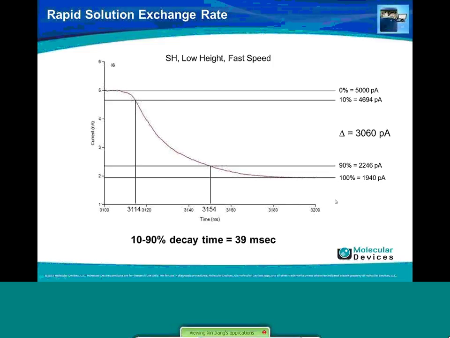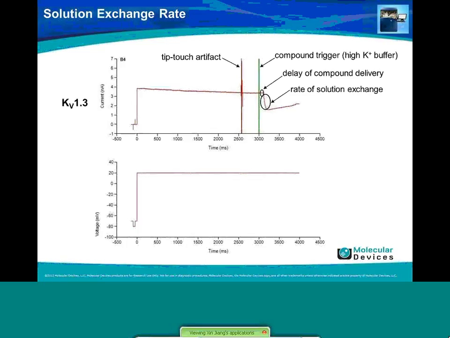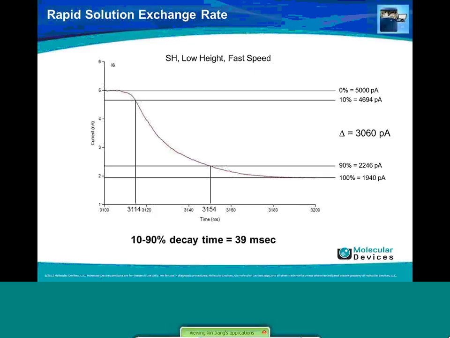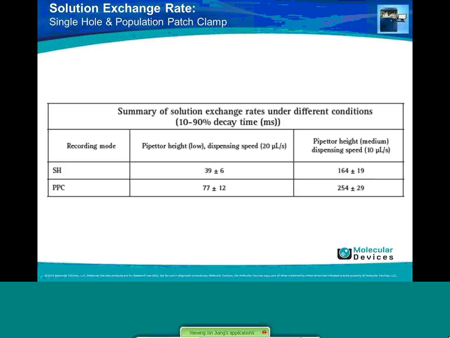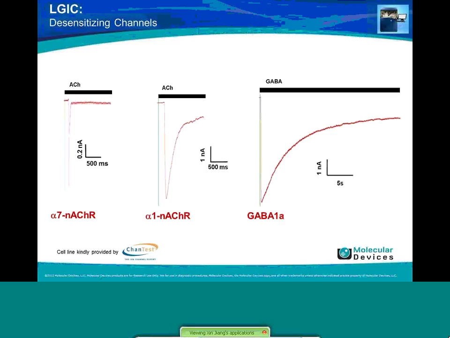Now, of course, under different conditions, depending on the height and the dispensing speed, the solution exchange rate varies. And this table summarizes the conditions and the numbers for the decay time. So single hole, at low height and fast dispensing speed, gives us the fastest solution exchange rate, under 14 milliseconds. In PPC, it's about twice as long. So with this fast solution exchange rate, we can really tackle the fast desensitizing ligand-gated channels.